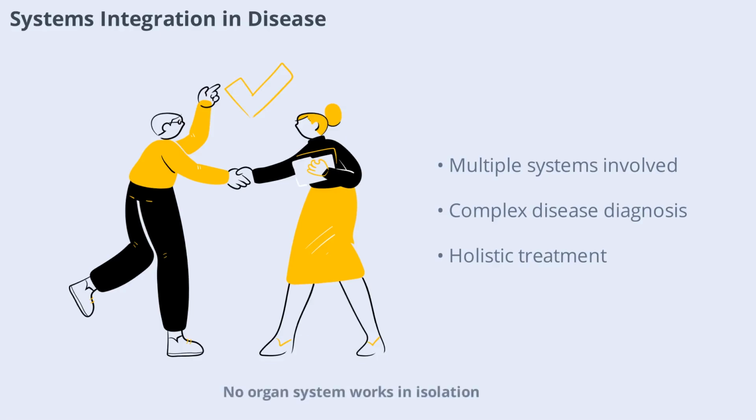No organ system works in isolation. Pathophysiological processes often involve multiple systems interacting. For example, heart failure can affect the kidneys, lungs, and brain. Understanding how systems interact helps in diagnosing complex diseases and developing comprehensive treatment plans. This holistic approach is essential for effective healthcare.